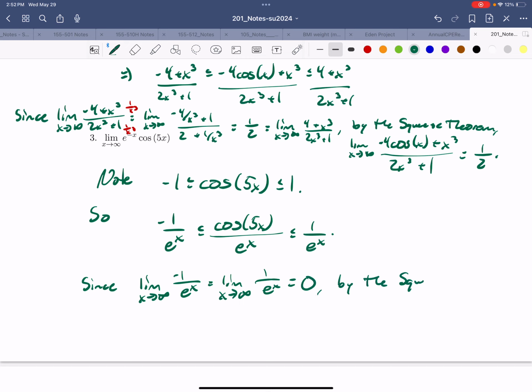By the squeeze theorem, we have the following. We have that the limit as x approaches infinity of, so you can write it as e to the negative, I want to keep the notation similar to what we had in the problem-solving process. That equals 0. So I do it.